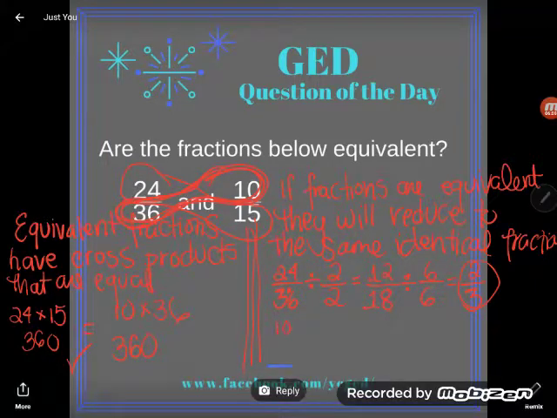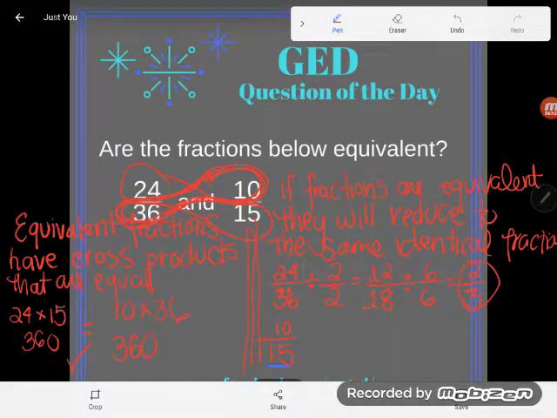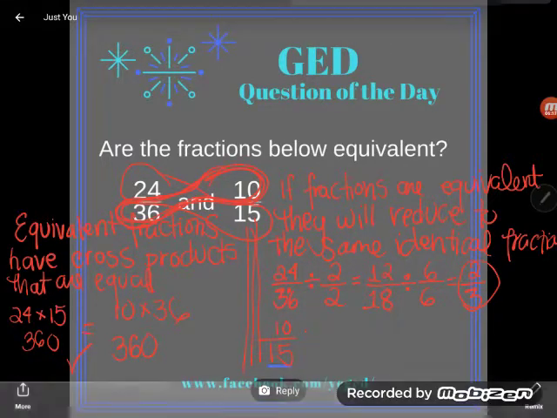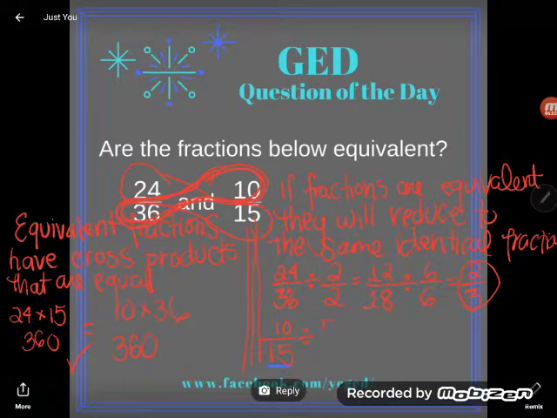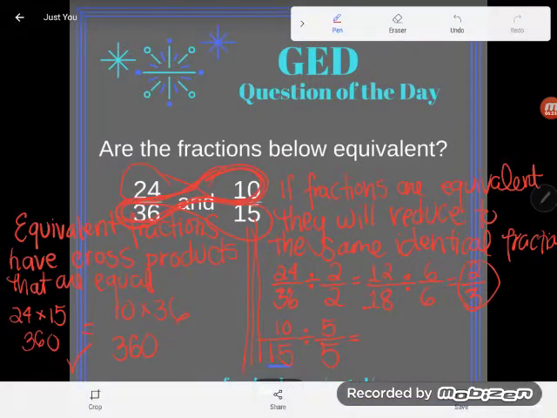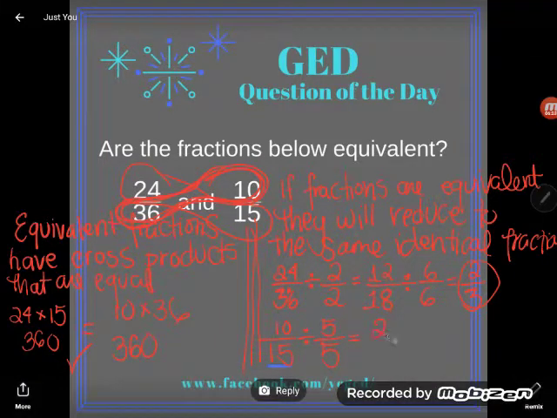Let's take a look at the fraction 10 and 15. Once again, I see common factors. The common factor between 10 and 15 is screaming at me, because I notice that both of those numbers end in 0 and 5. I know that's just how my 5 times tables behave. I'm going to divide a 5 out of both of these numbers. 10 divided by 5 is 2. 15 divided by 5 is 3. And take a look at the two reduced fractions.